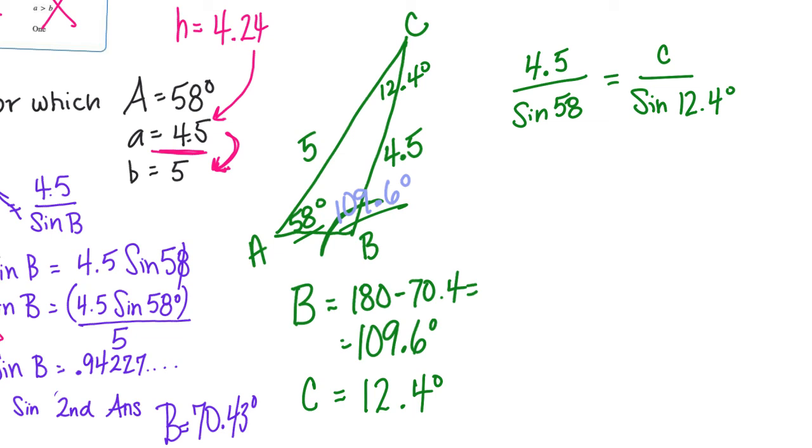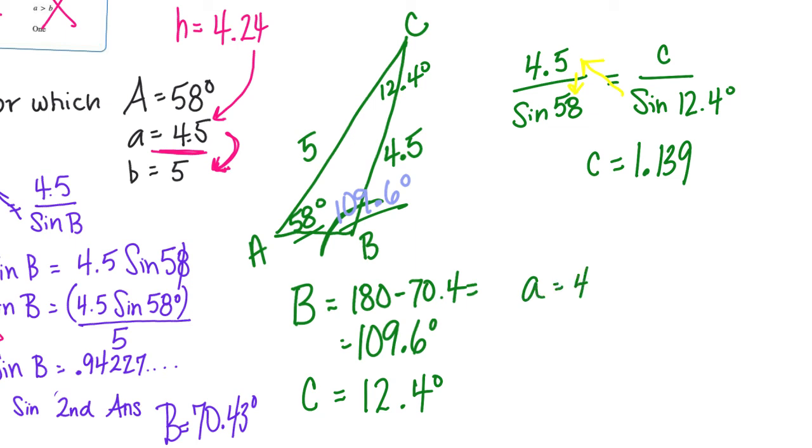We want to cross multiply. You could literally take sine of 12.4 times 4.5 and then divide by sine of 58. And what did y'all get for c? Little c was 1.139. So remember, everything else was the same.